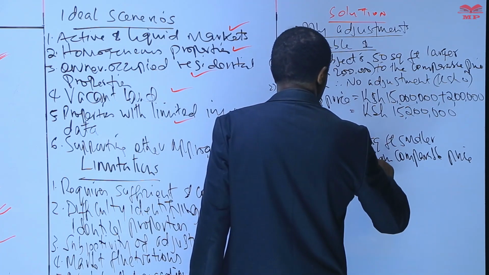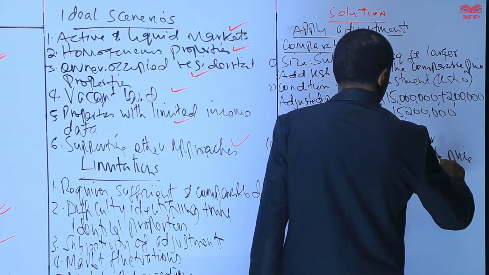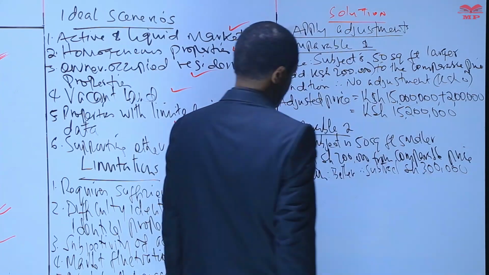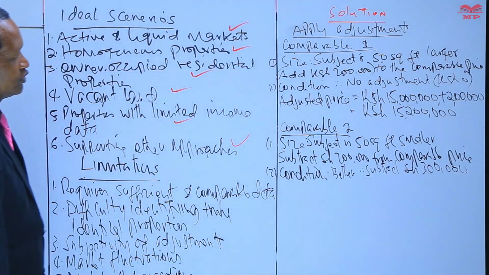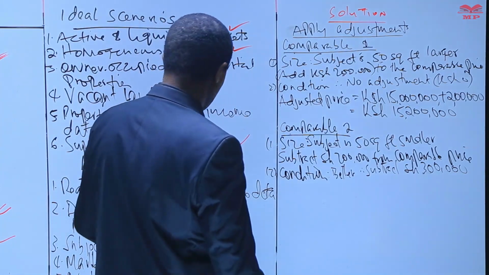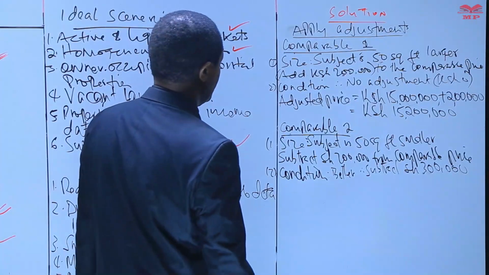Therefore, subtract 300,000 from the comparable price. So that is the second adjustment. Then look at the third one. The third one we read is in relation to time, and we read that the market has been relatively stable in the last 3 months, so no significant time adjustment is needed. So no time adjustment is also needed in comparable 2.